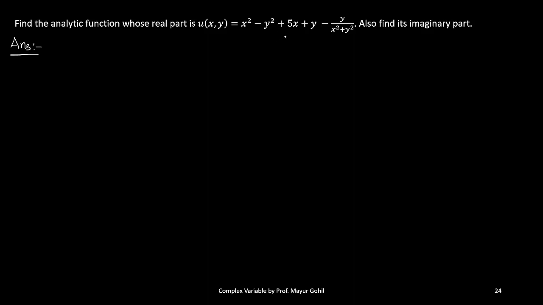Such a question may arise in your examination for maybe 7 marks or 8 marks, or generally for marks higher than 6. Now let us see how to go about this kind of question. The first thing is, as usual, we write let f(z) equals u plus iv be an analytic function. After that we write down u(x, y), the given function.